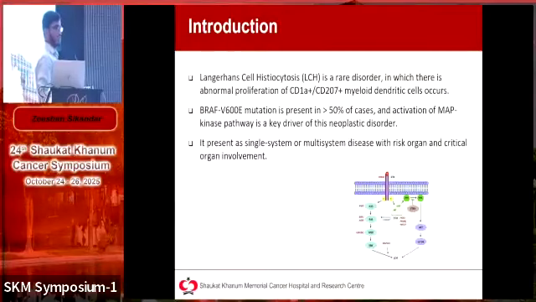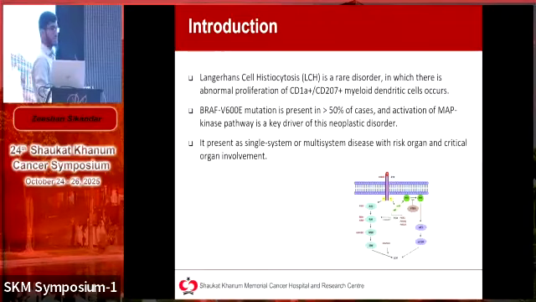Langerhans cell histiocytosis is a rare disorder in which there is abnormal proliferation of CD1a-positive and CD207-positive myeloid dendritic cells. BRAF V600 mutation is present in half of the cases, and activation of the MAP kinase pathway is a key driver of this neoplastic disorder, as shown in this diagram.